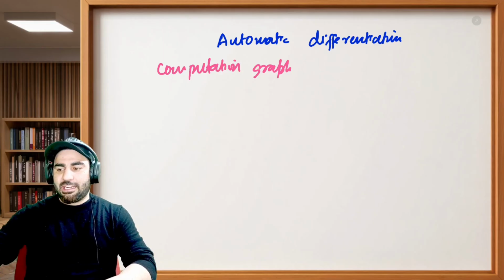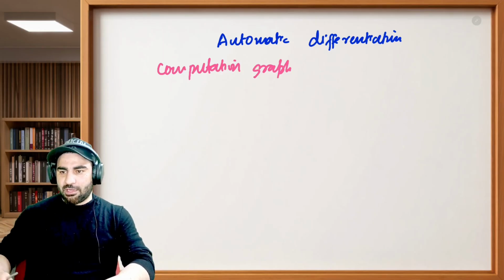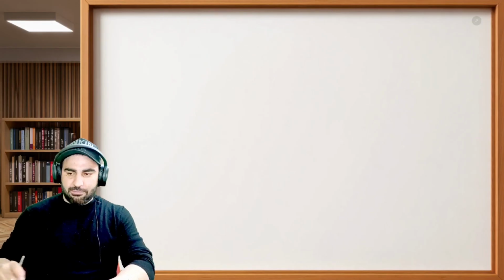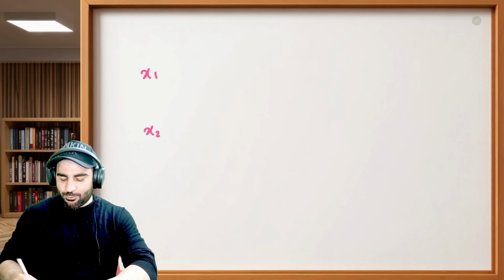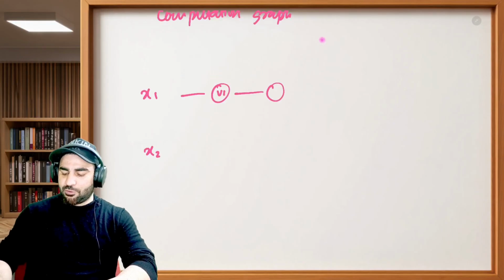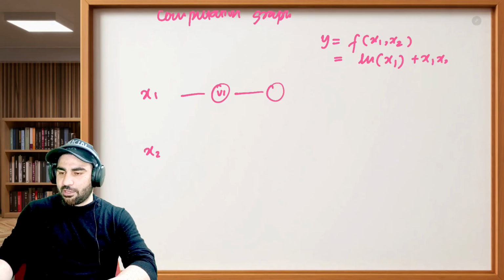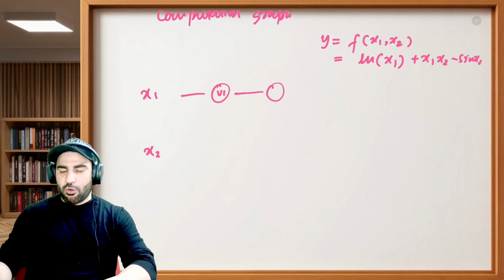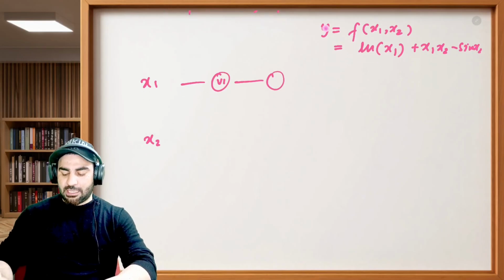Taking a standard example from some slides from Carnegie Mellon University, I'll make a computational graph. Suppose you have x1 and x2, and consider this as node v1. I'll first write the expression: y is equal to f of x1 comma x2. It takes two inputs, and the expression is log of x1 plus x1 multiplied by x2 minus sine of x2. We want to draw a computational graph for this expression.